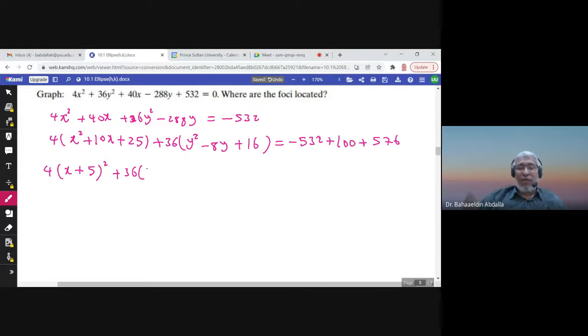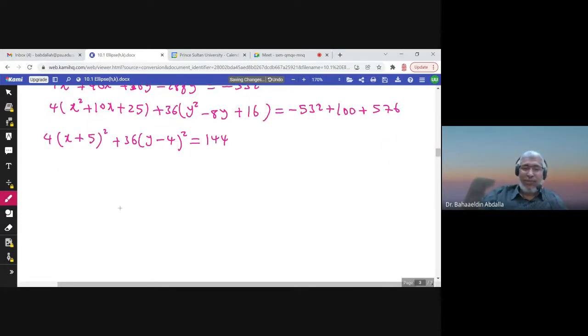Also here, the square root of y squared is y. Take the negative sign, and the square root of 16 is 4. Raise it to the power 2. y squared minus 2 times 4, minus 8y, plus 16. This is also a perfect square, and equals, add these numbers: negative 532 plus 100 plus 576. The number is 144. And now it is easy to continue.